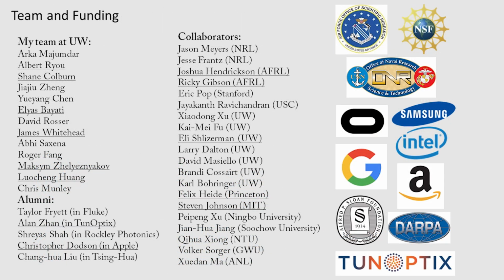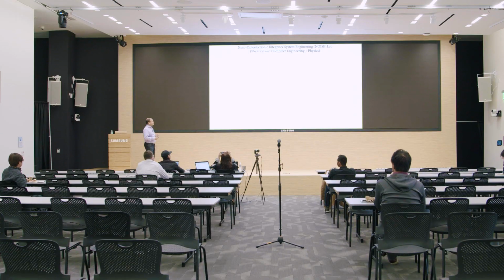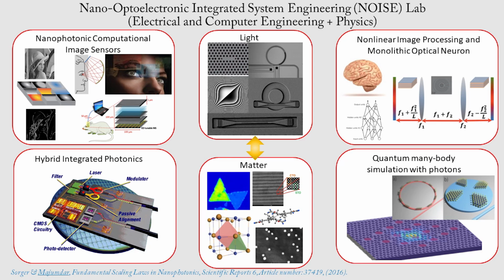So I'd like to acknowledge my team and funding who did most of the work. Before I jump into these nanophotonic computational image sensors, let me tell you a little bit about the broad portfolio of what my group does. The main physics that we are trying to study is the so-called light-matter interaction at nanoscale. We want to understand how photons and electrons behave if you can put them in a very, very small mode volume and store them for a large amount of time.